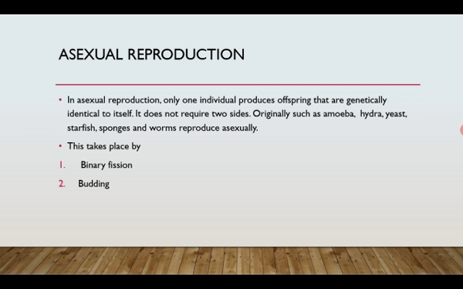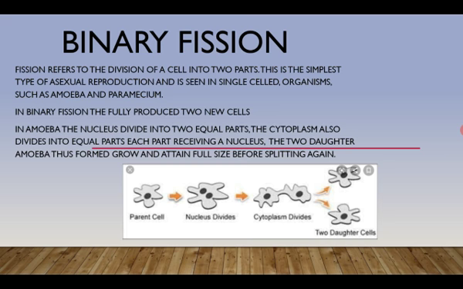In this chapter you will study two types of asexual reproduction: first the binary fission method and second the budding method. Binary fission takes place in many unicellular animals, but here we will study the amoeba. Students, you know that the amoeba is a unicellular animal. The amoeba reproduces by binary fission. This binary fission takes place in two stages.